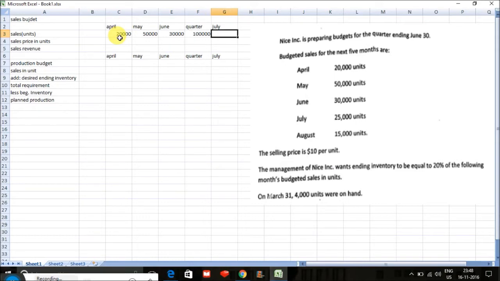We should also put the number for July because it will be used later in the process. The selling price of the unit is also given, that is 10 rupees per unit. So we should also put that in the data, and by multiplying it, we can calculate the sales revenue that we will be generating in the following months. It is a simple calculation, so I'm not using any Excel formulas for it. You can directly put the numbers, that is 2 lakh, 5 lakh, 3 lakhs, and for the whole quarter, it will be 10 lakhs.